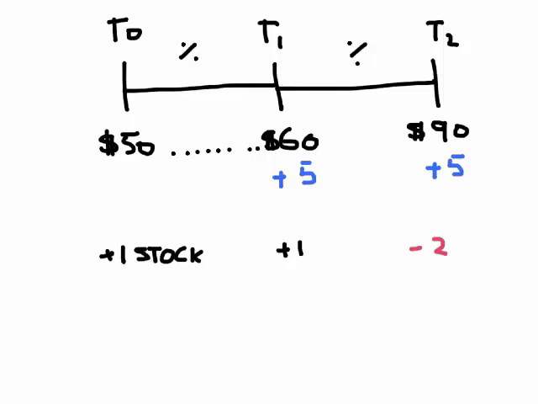Number of shares. One share was purchased here, another was purchased here, and then both shares were sold at the end of the 2 years. It's of the same company. So obviously the first share was purchased for $50 and the second share was purchased at that time for $60.